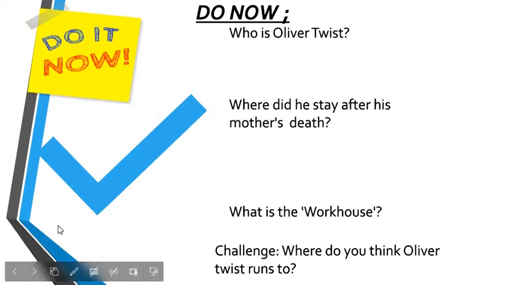Alright, you should have paused the video. Now we're going to go and answer these. So who is Oliver Twist? Oliver Twist is a young orphan boy who was born in the workhouse to a mother known to no one. Where did he stay after his mother's death? He stayed at the workhouse with Mr. Bumble and Mrs. Bumble. What is the workhouse? The workhouse is a place where they keep people who need money, like poor parents and orphans. If you don't know what an orphan is, it's when your parents are away or they're dead.